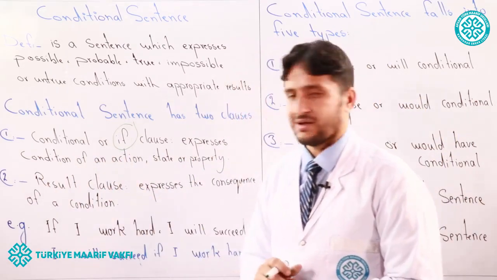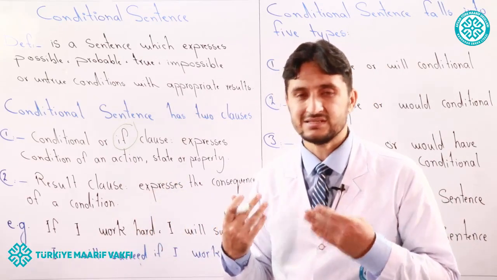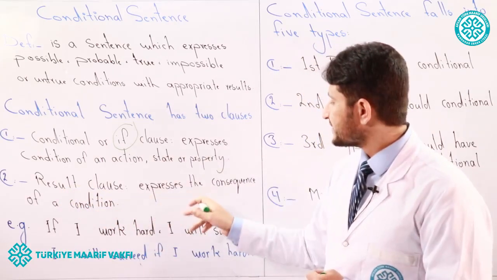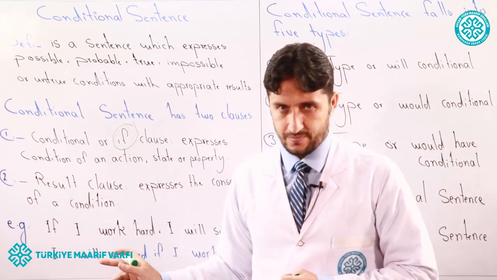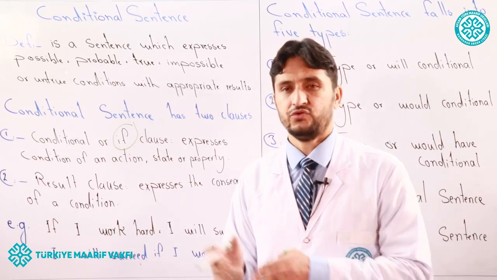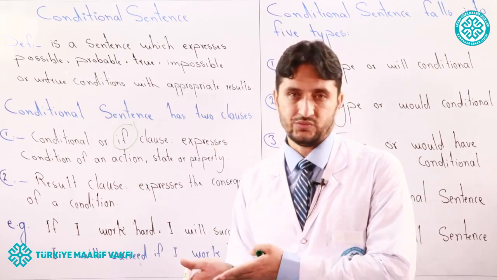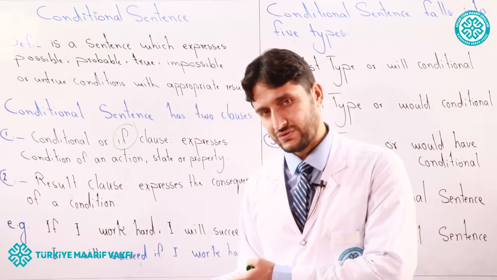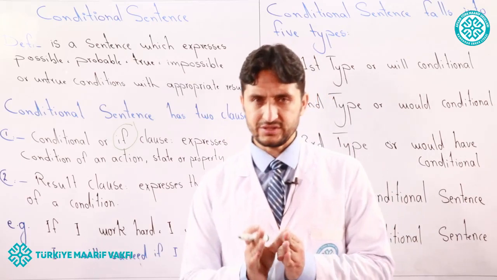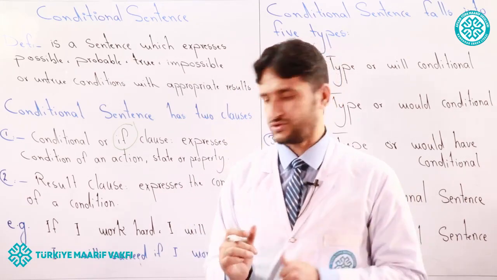In negative sentences, we will consider that point in types of conditional sentence. And what is the result clause? Result clause expresses the consequence. Consequence means result. Result clause expresses the consequence of a condition. It shows the result of a condition. If your condition expresses action, it has an appropriate consequence. State, appropriate consequence. Property, appropriate consequence. We will study the structures for all these targets in a coming session.